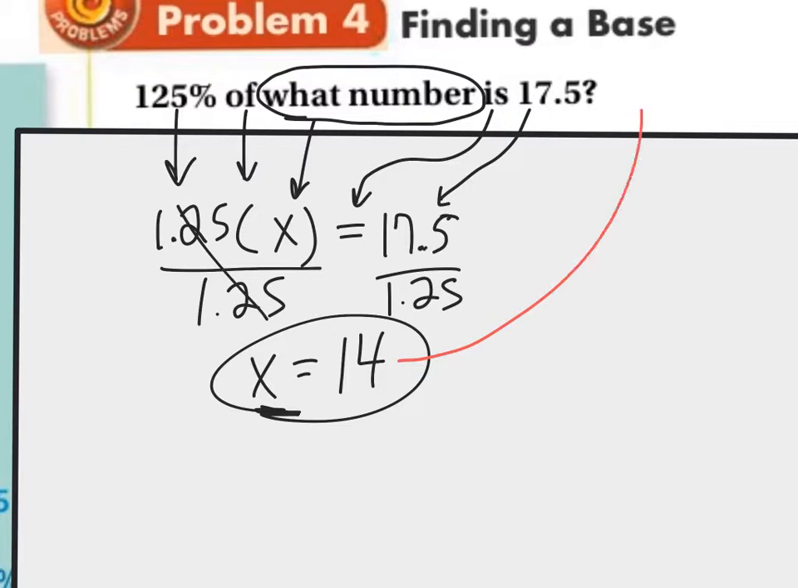So what we're saying is 125% of 14 is 17.5. It's over 100%, so it's going to be bigger than 14. And again, you can work it out just by putting the 14 back in your equation here. You should be able to check that you've got the correct answer.